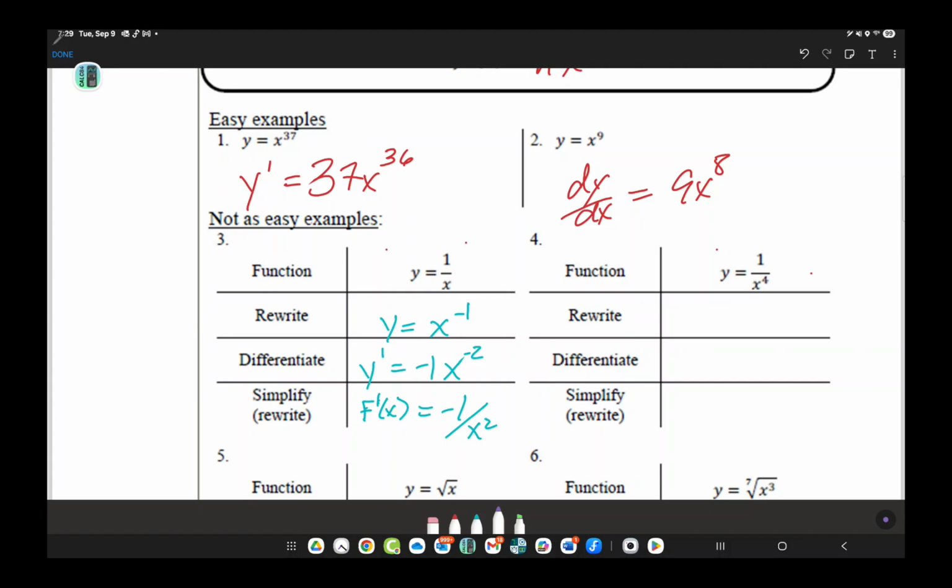All right. So we have y is equal to x to the negative 4th. So dy dx is equal to negative 4x to the negative 5th. So y prime is equal to negative 4 over x to the 5th.